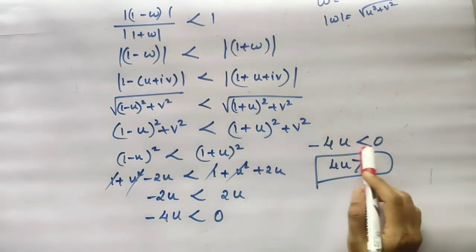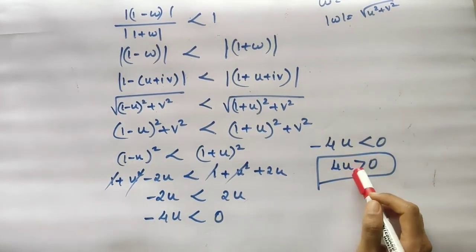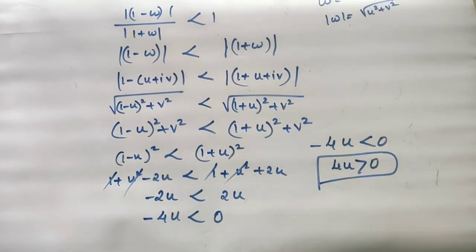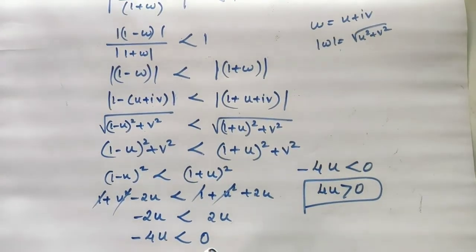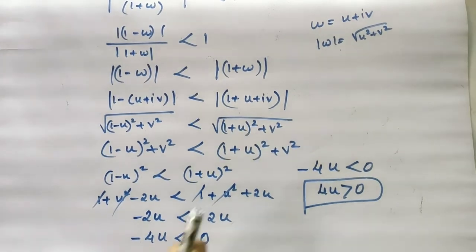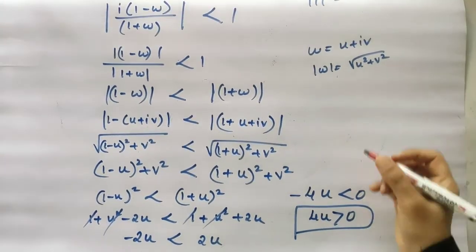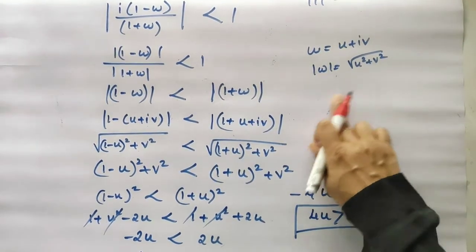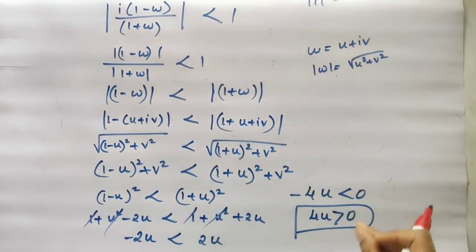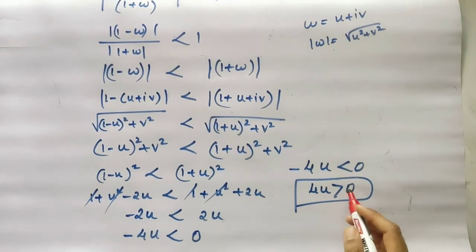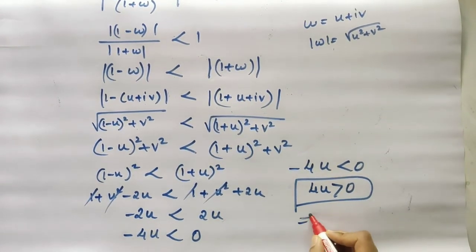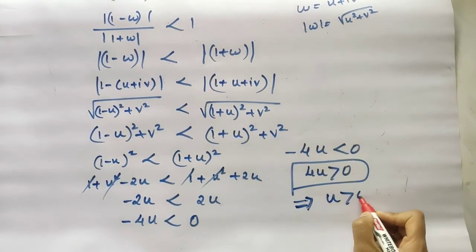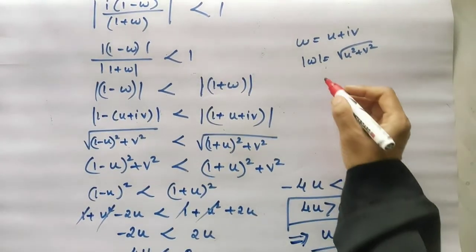Minus 4u is less than 0. The other way of saying it is, this implies 4u is greater than 0 logically. So if 4u is greater than 0, what does it mean? 4 is already greater than 0, 4 is anyway constant. So u must be greater than 0. U is greater than 0 means what?